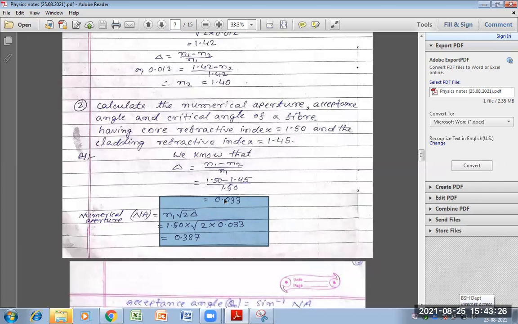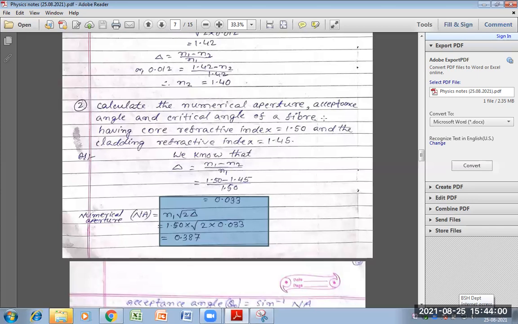After completion of this refractive index change, we have put the value of refractive index change in the formula of numerical aperture. Here, in place of n1, I have written 1.50 into root under 2 into the value of refractive index change, that is equal to 0.033. So this must be equal to 0.387.